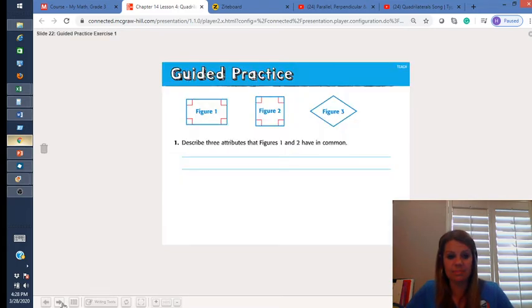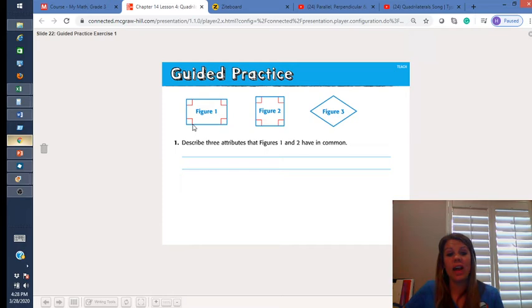Okay, let's look at the next one. We need to describe 3 attributes that figures 1 and 2 have in common, not number 3. Okay. What's one attribute that they have in common? Yep, they both have 4 right angles.